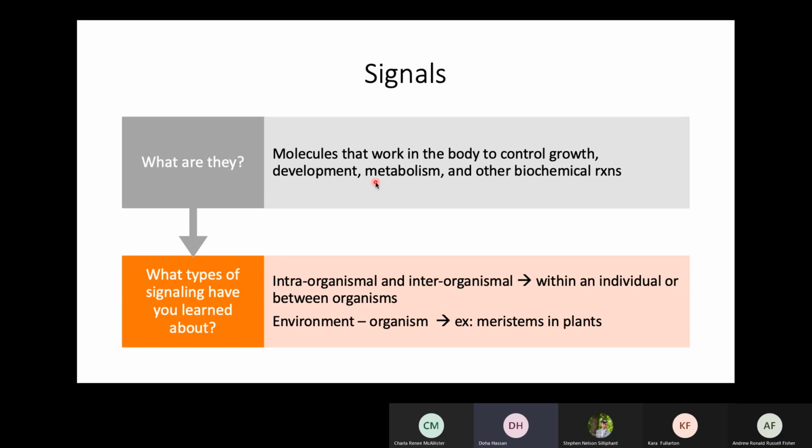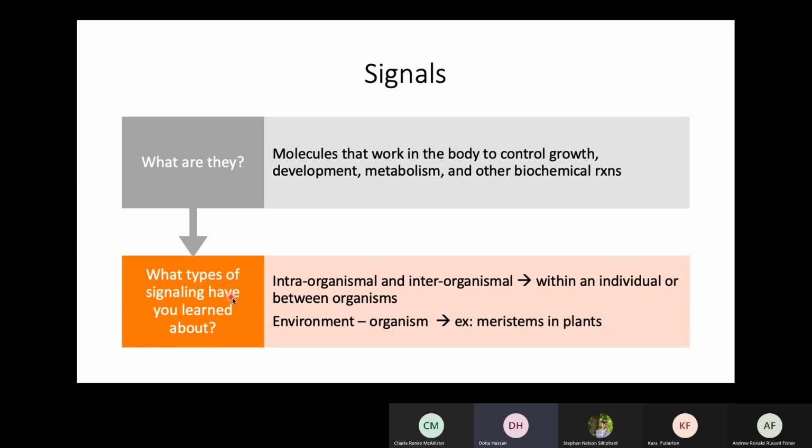So these are molecules that work in the body to control different things like growth, development, metabolism, and other biochemical reactions. So they can regulate the speed at which these things happen, and they can also stop and start these processes, depending on what the body needs and what signals they're getting from the environment.